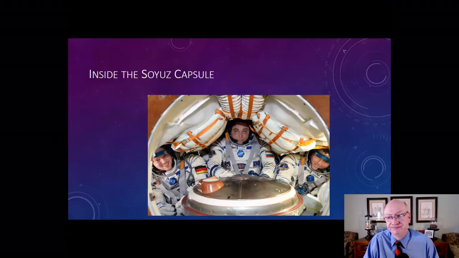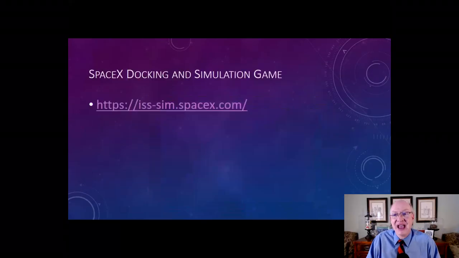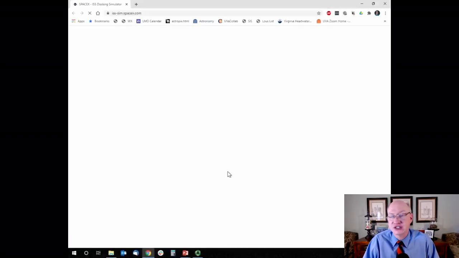If you haven't had the opportunity to try it, SpaceX has a fantastic docking simulation game where you can actually try and dock the Dragon spacecraft to the International Space Station. It's really a lot of fun. I highly recommend that you go out there and give it a try.